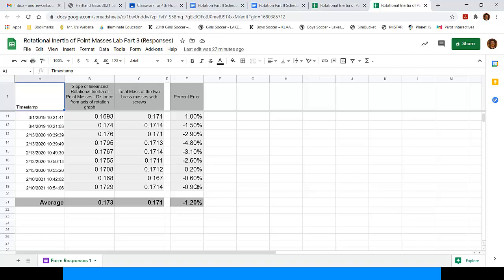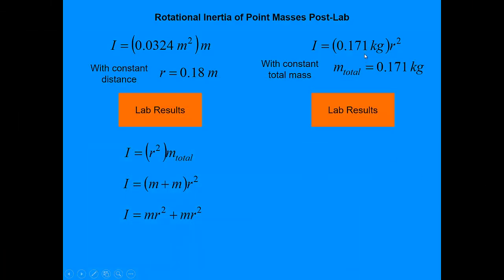Probably got a little bit of error because you had to change the angle of the one pulley to make the string not hit the mass when you had the small distances from the axis. But it was what we could do with the equipment, right? So it appears here that your slope of the second part of your lab, part 3, was actually just the total mass. It was the 2 point masses and their screws. And of course, total mass can be written as M plus M.